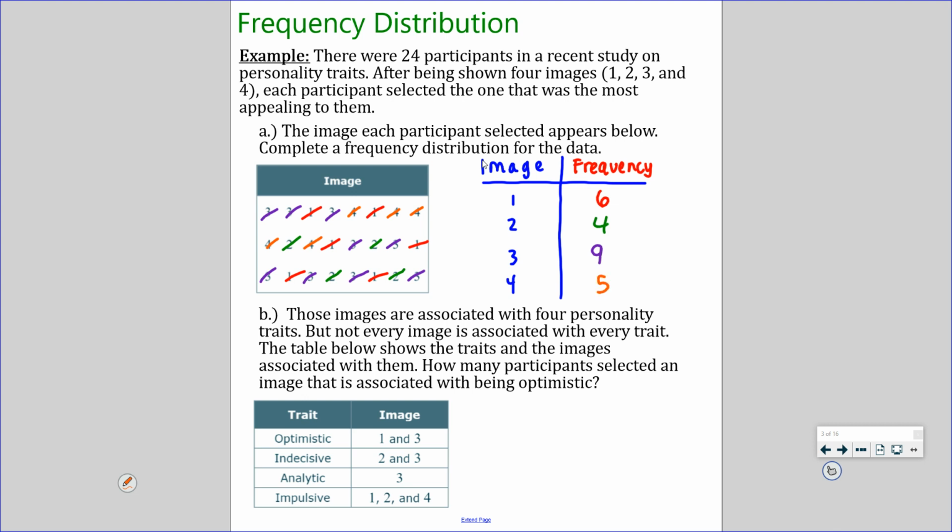So what you should do is add these up and make sure it totals your 24 participants. Just check your math, make sure you counted right. If you quick add those all up, you do get 24, which is our total number of participants. So there's a frequency distribution.